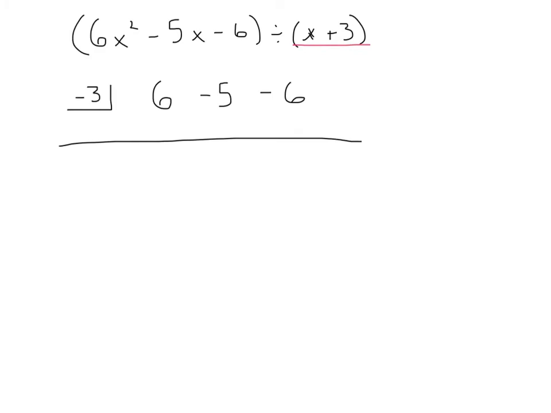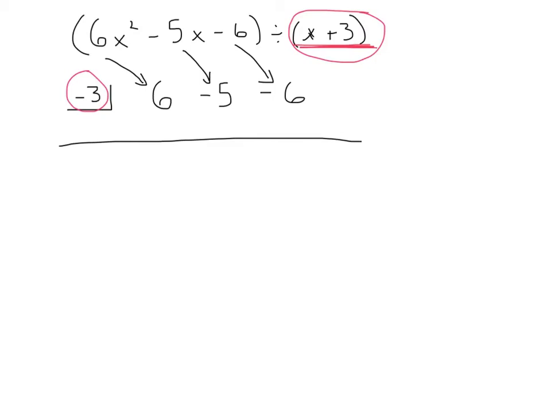So here we have it set up. The negative 3 comes from our divisor right here. It comes from the fact that when x is negative 3, this term is 0. So you're always going to ask yourself, what makes this term 0, to figure out what goes in your box at the top left here. And then these numbers here are just coefficients from our dividend polynomial. So that's how we're going to set this up.